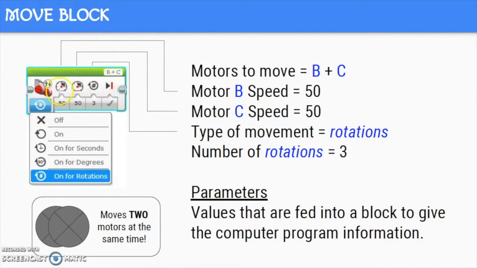So here we have 2 things that look like dials, and these dials represent the speed, the power of your robot. The one on the left is motor B, and the one on the right, motor C. Because we chose the on for rotations option, we are moving our robot by the number of revolutions. This means that when we plug in 3 rotations, the wheels on the robot will turn completely 3 times.